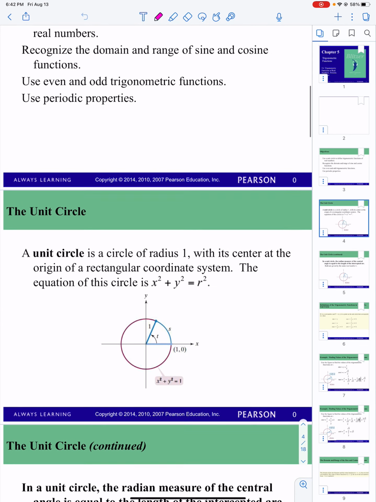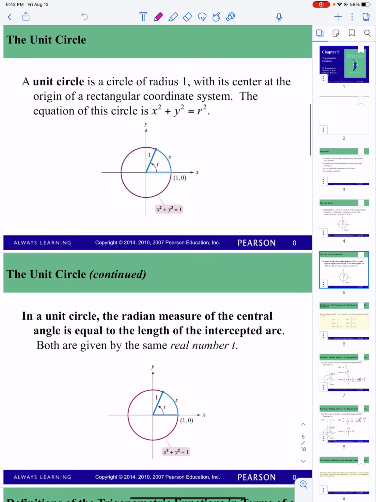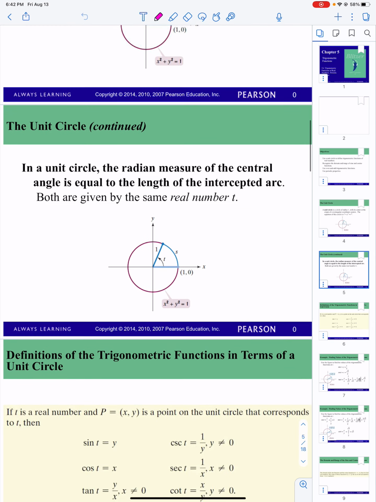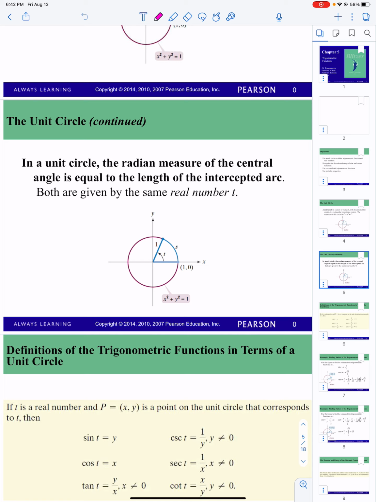Okay, so today we wanted to talk about the unit circle. A unit circle is a circle with radius equal to what? 1. Okay, so in a unit circle, the radian measure of the central angle is equal to the length of the arc length.